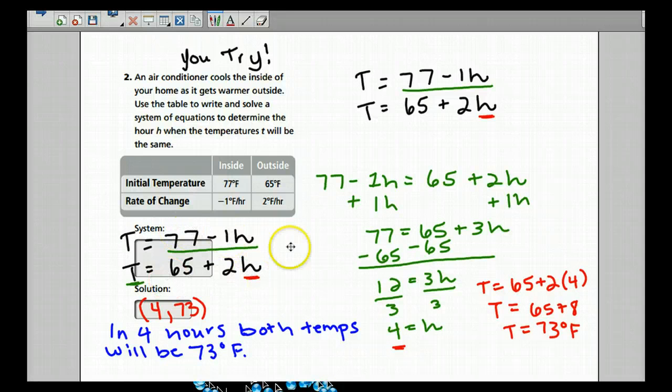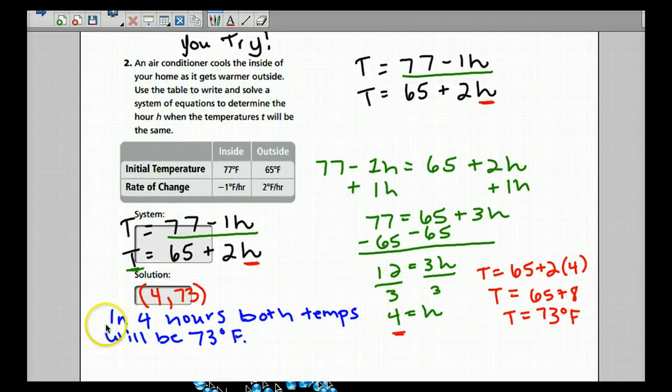Your system, then we of course substituted 77 minus h in for this t right here. Solved it out, we got h equals 4. Substituted 4 in for h, and we got t equals 73 degrees. So that means in 4 hours, both temperatures will be 73 degrees Fahrenheit.